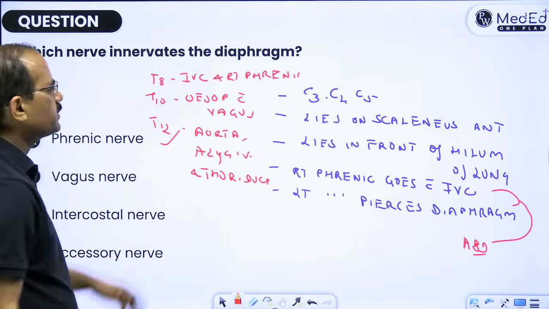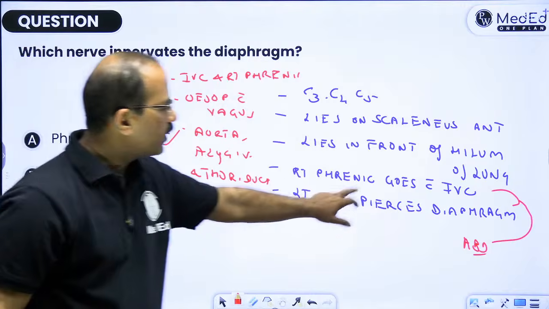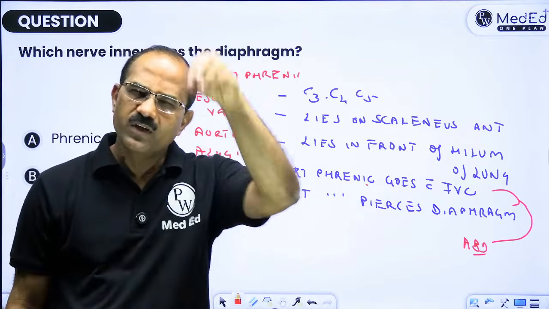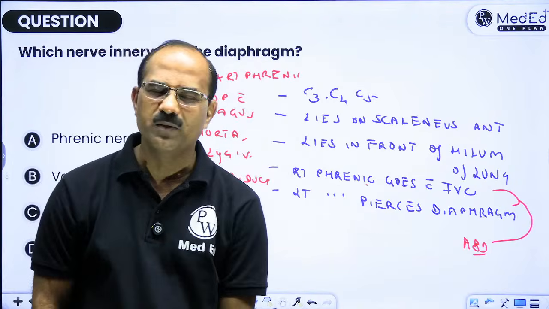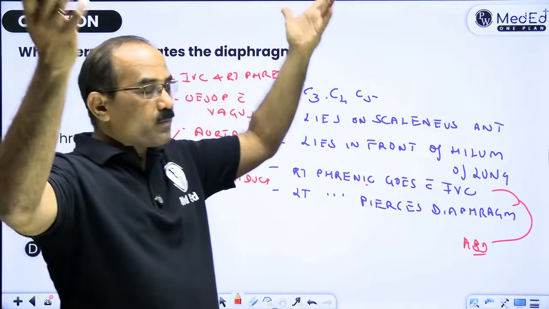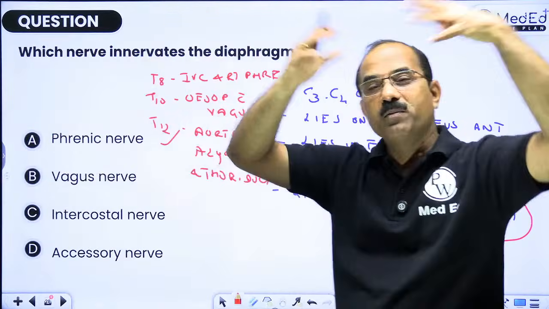So these are the openings in the diaphragm. ये right phrenic nerve है ना, वो IVC के साथ जाती है. The left phrenic nerve directly pierces the diaphragm and goes in the abdomen. Fine. It supplies the diaphragm from the abdominal aspect.